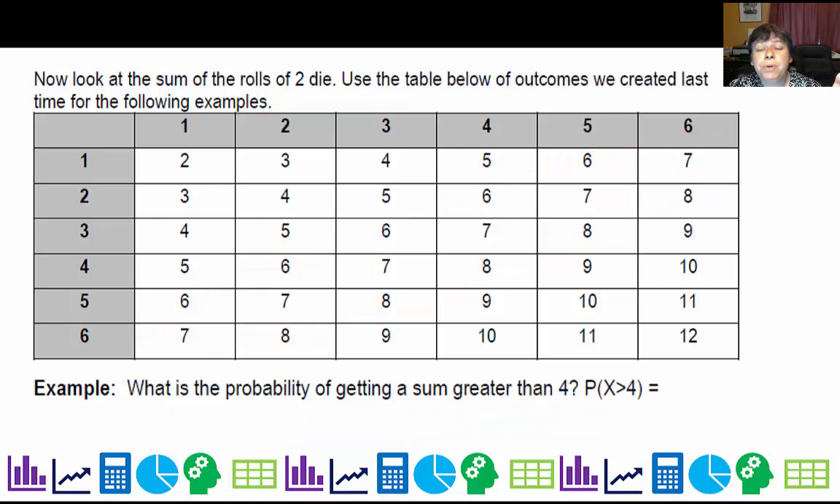How about getting a number greater than 4? Well, notice it says greater than, not greater than or equal to. So I'm not including the 4s here. I have to be greater than 4. So pay special attention to that.